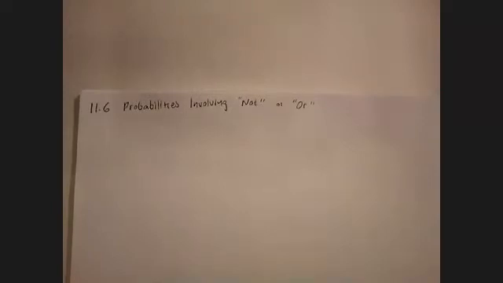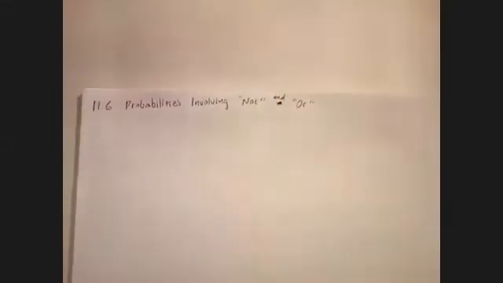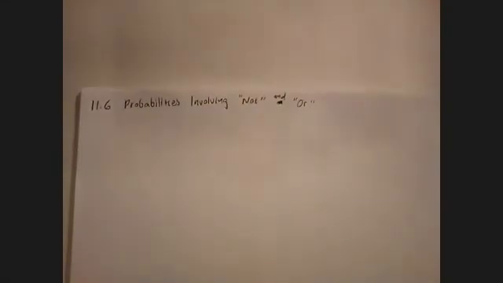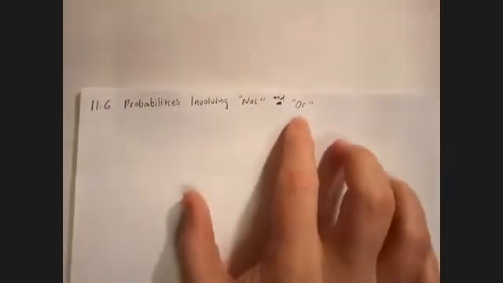All right, so in 11.6, we're going to talk about two things. So I'll probably make two videos: probabilities involving not and probabilities involving or. Let me change that too, so it's not too confusing. Probabilities involving not and probabilities involving the word or. So you'll see what I'm talking about.